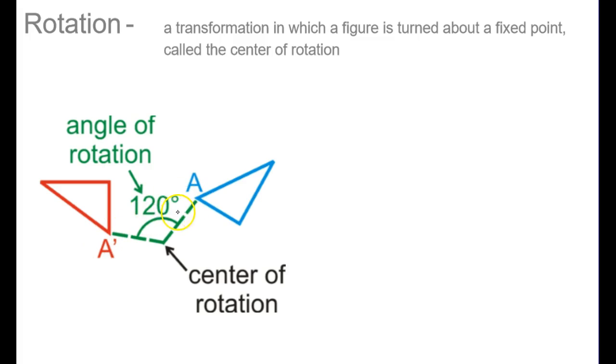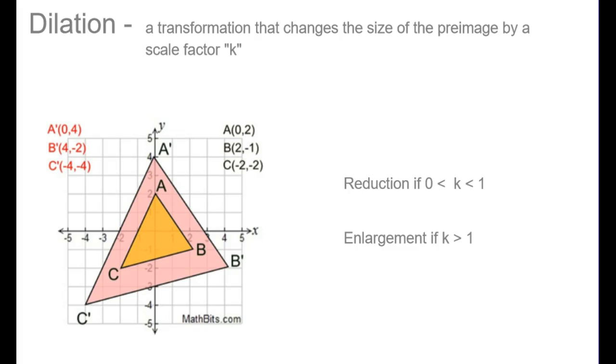Counterclockwise is actually a positive angle of rotation. If we go clockwise, that's going to be a negative angle of rotation. The fourth transformation is a dilation.